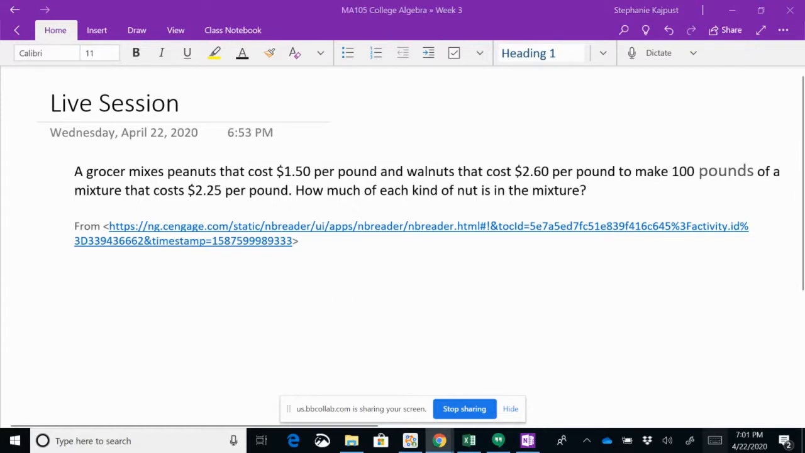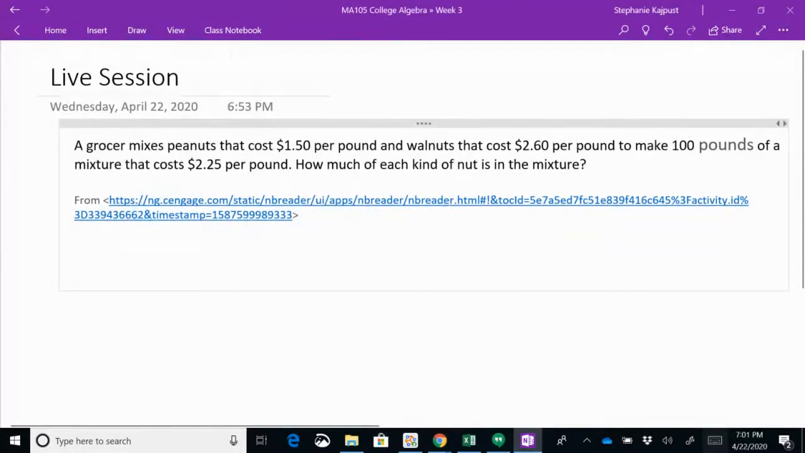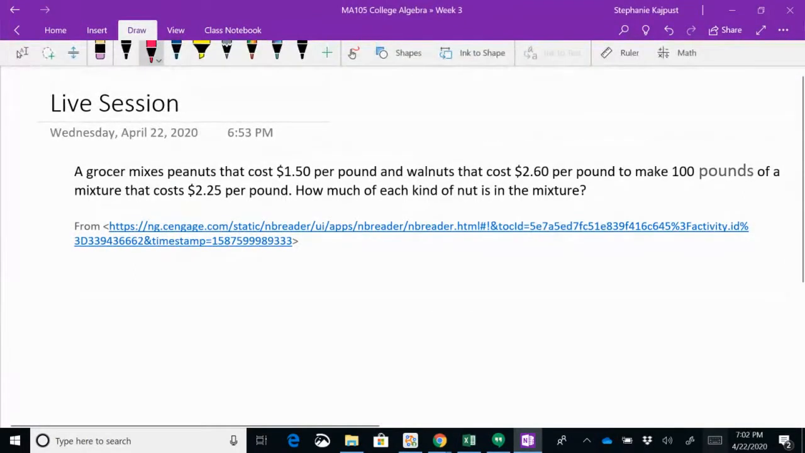So when you have mixture problems, there are two ways that you can set them up. You can make a table, or you can just kind of reason out the equations. Okay, so this is a mixture problem.